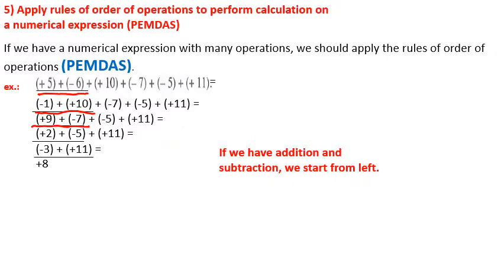So if we start from the left, we have positive 9 plus negative 7, we take the sign of the greatest and we subtract, so it is positive 2. Now also we start from the left, positive 2 plus negative 5, the sign of the greatest, and we subtract, so it is negative 3, plus positive 11, the sign of the greatest, and we subtract, so it is positive 8.